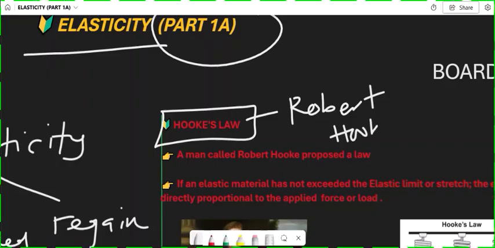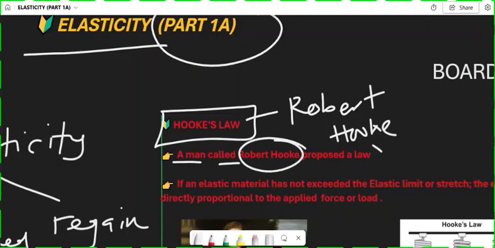Now, Robert Hooke is also found in biology. He contributed to what we refer to as the discovery of the cell. He was the first man that examined the cell. He also propounded some laws in physics, especially on elasticity. A man called Robert Hooke proposed a law that we call Hooke's law. Now, what does Hooke actually say about elasticity?